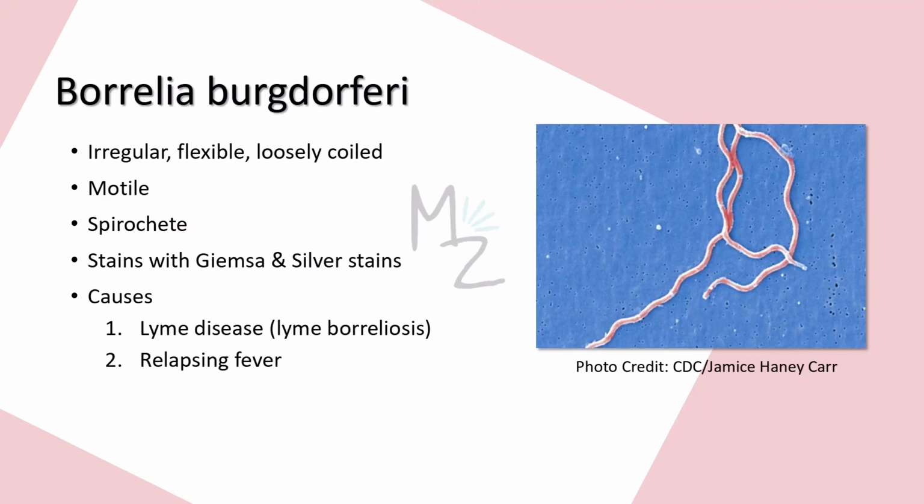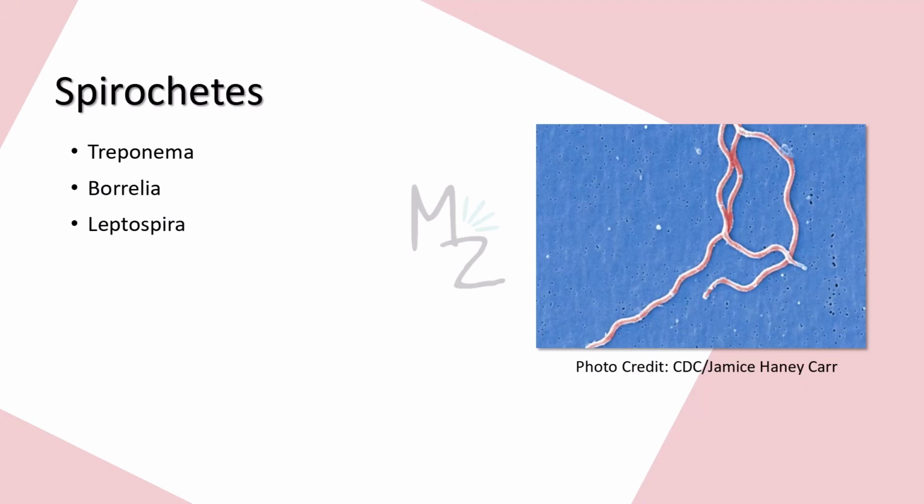In this picture, you can see Borrelia burgdorferi. It is loosely coiled, irregular and flexible, if we compare it to Treponema pallidum, which was tightly coiled and wasn't loose. Spirochetes include three major groups: Treponema, Borrelia, and Leptospira. We are talking about Borrelia burgdorferi in today's video.